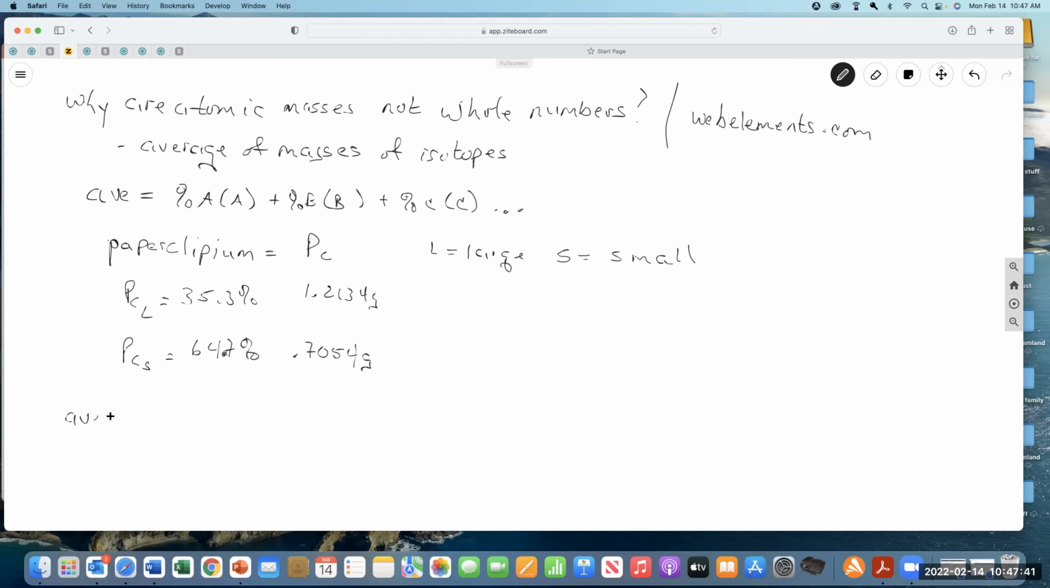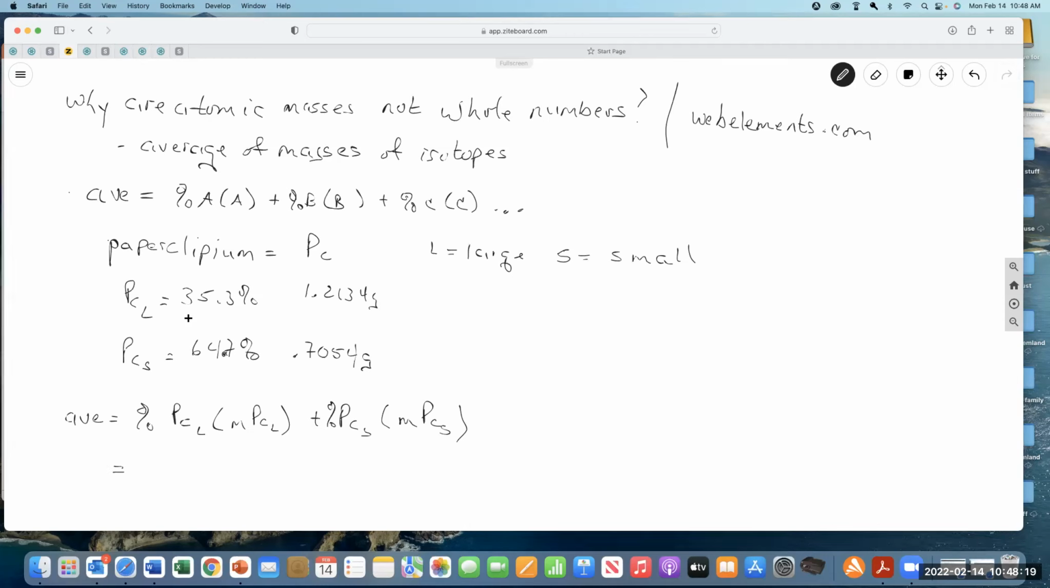The average paperclip is going to be, using this formula here, the percent of the large times the mass of the large, plus the percent, in this case there's only 2, of the small times the mass of the small. It's additive, so it doesn't matter which one you say first.